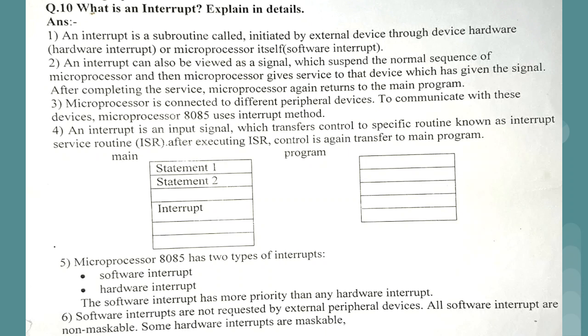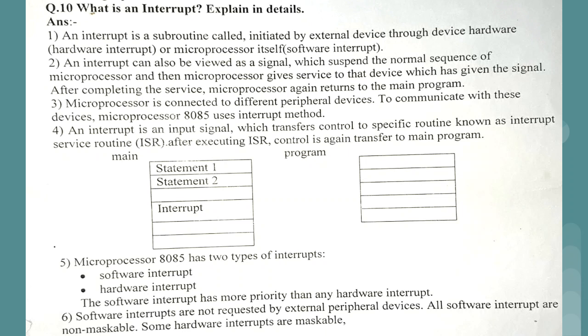Then the next part is that microprocessor 8085 has two types of interrupt. The first one is software interrupt and the second one is hardware interrupt. Software interrupt has more priority than any hardware interrupt. Priority means if both types of interrupt have occurred, software and hardware, first we will try to solve the software interrupt because it has the highest priority. This is the meaning of this sentence, that software interrupt has more priority as compared to hardware interrupt.